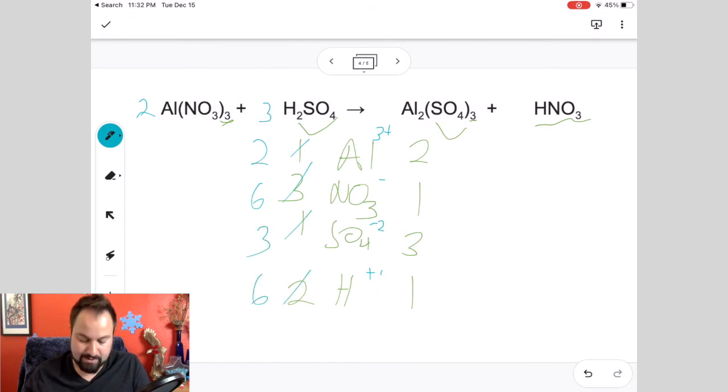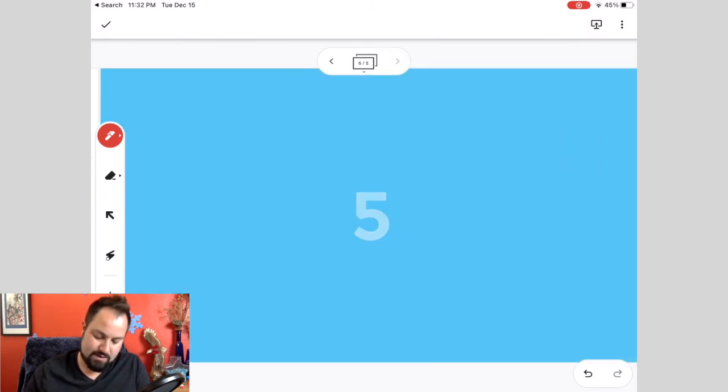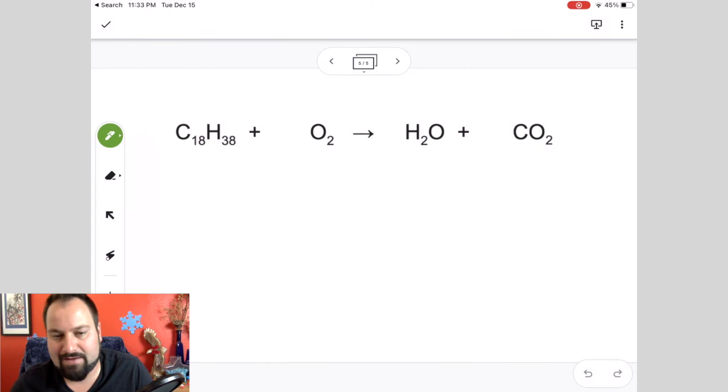Now I can take a look here. And the only thing I need to finish working on is, in fact, the nitrates. And that's 6 and 6. And I'm done. Then, last but not least, we have here a big old combustion reaction. And so for this one, I'm actually going to use a calculator just to make sure I don't get the numbers wrong, the big numbers here.